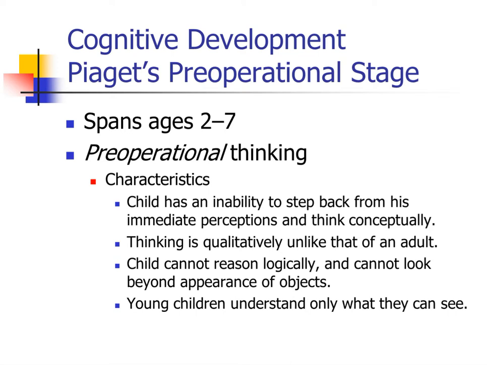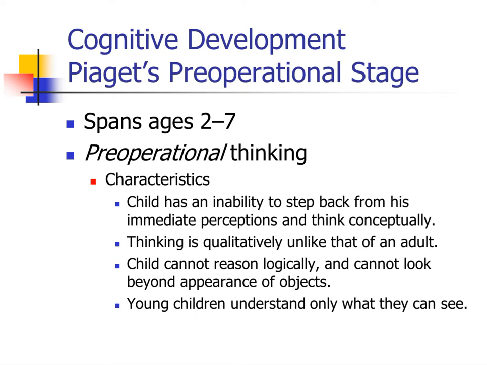A child cannot reason logically, just like we just talked about with that example, and young children understand only what they can see. In other words, it's hard for them to conceptualize something or stories that you might tell them about. So they want to be able to see. They want evidence. They want to be able to understand, hold, know, and experience what you're telling them.